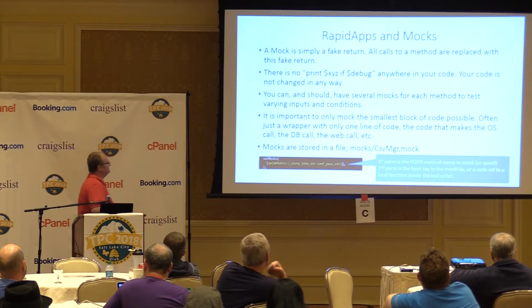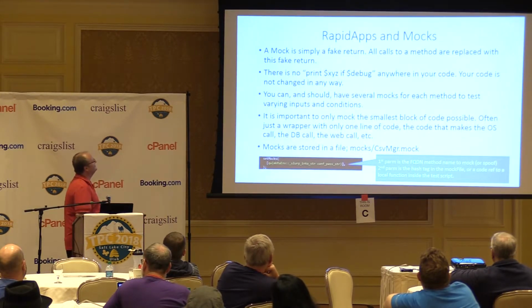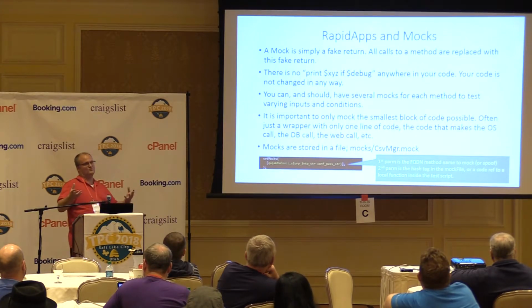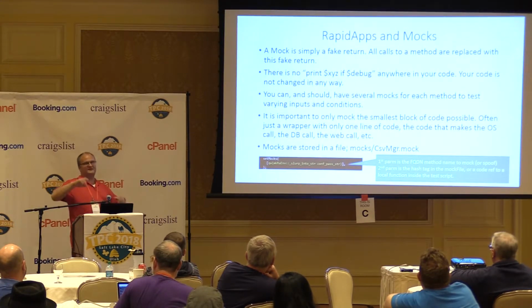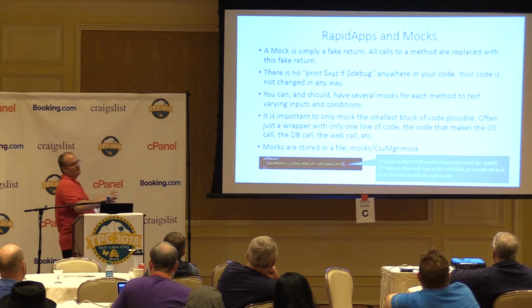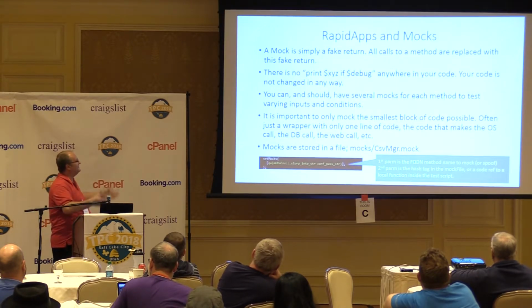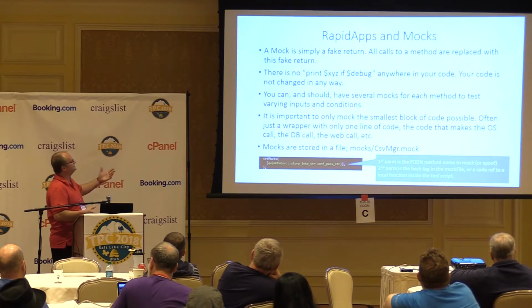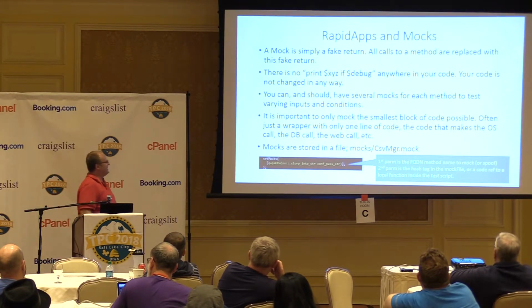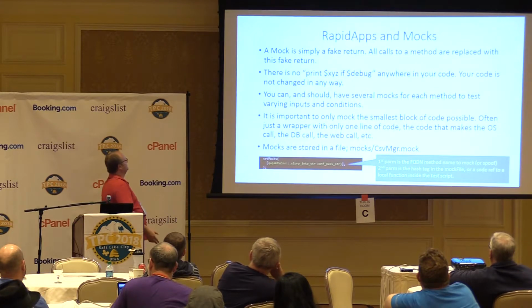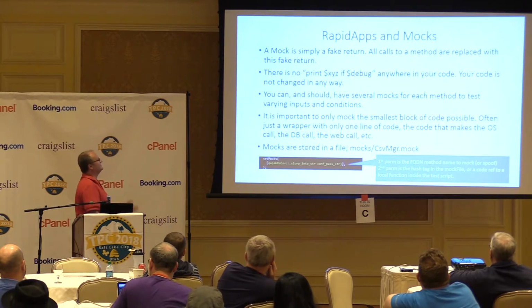I'll get into the example down at the bottom here. The big thing you want here is, I don't know if anybody's gone through the old school method, print XYZ if debug is equal to 0 or debug is 1, we don't want to touch our code. We do that separation of code and testing. We do our separation of code and whatever the mocks are at the same point. You can and should have several mocks for each method to test, varying inputs and conditions.